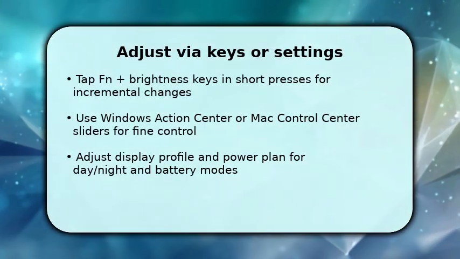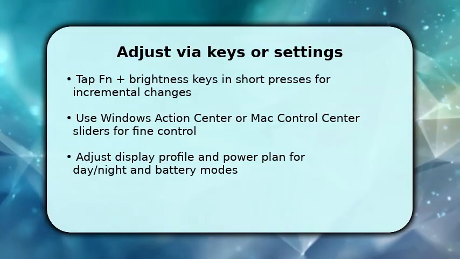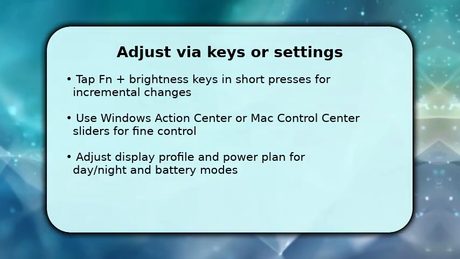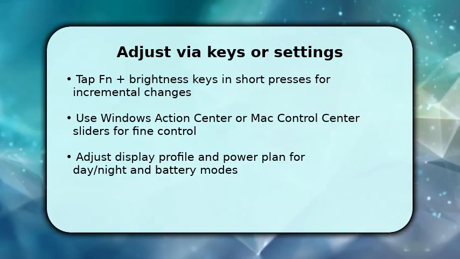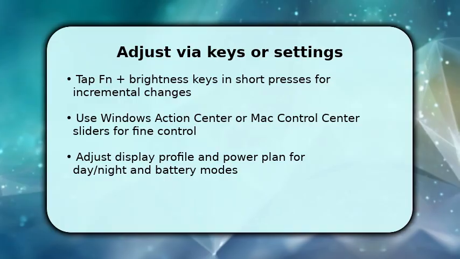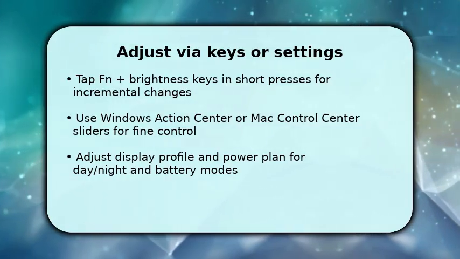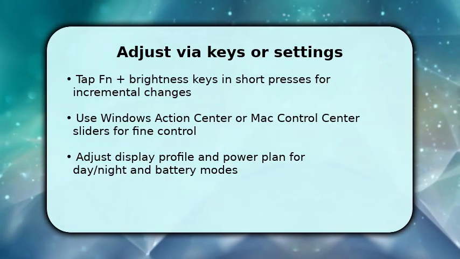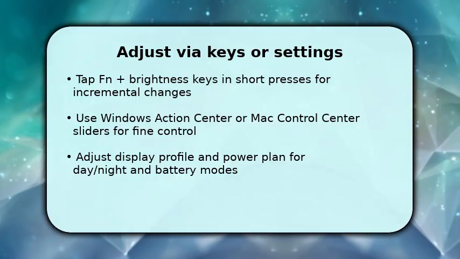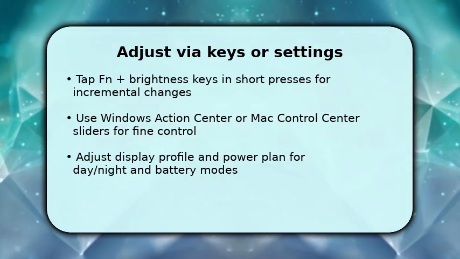You now perform the adjustments. Try short taps on the FN plus brightness keys for stepwise changes. This gives you precise control. If you prefer a slider, open Windows Action Center or Mac Control Center and drag to the exact level you want. Make sure to check your display profile and power plan, set brighter for plugged-in use and lower for battery to save power. Once the chosen level feels right, give your eyes a moment to adapt and confirm comfort.